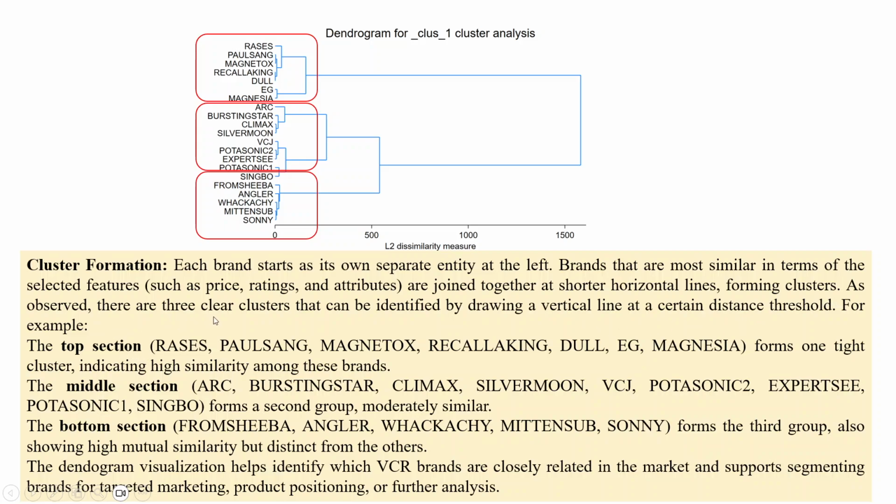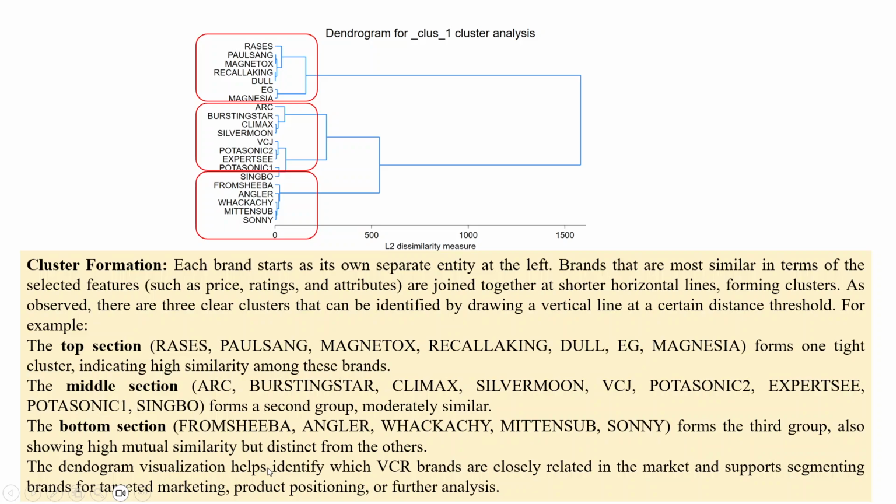As observed, there are 3 clear clusters that can be identified by drawing a vertical line at a certain distance threshold. You can see these red lines. For example, the top section, this one, forms one tight cluster indicating high similarity among these brands. The middle section, this one, forms a second group which is moderately similar. The bottom section forms the third group, also showing high mutual similarity but distinct from others.